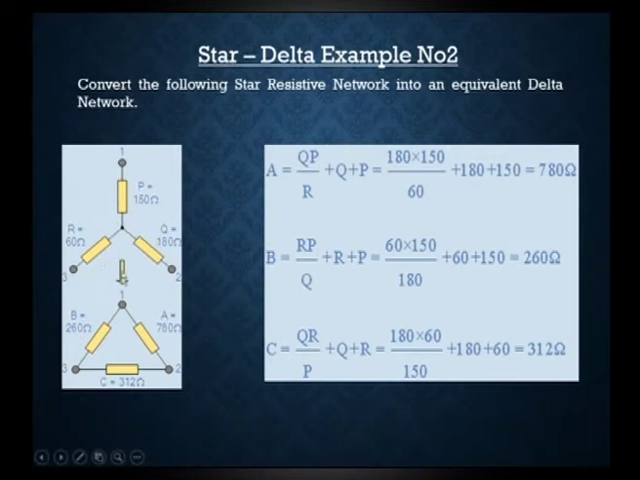We are converting from star to delta. Here the given example has different values for P, Q and R. We know the formula for finding the A, B, C elements of the delta connection. So, A is equal to QP divided by R plus Q plus P, and we can substitute the values here. Finally, simplifying, we get the value 780 ohms. Similarly, for B and C we do the same and get the values. These are the A, B, C values of the delta network, so it can be easily constructed after finding them.